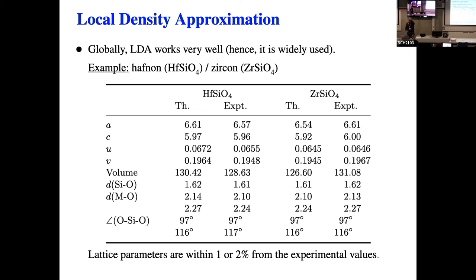If you look at the relaxed structure that you obtain, the lattice parameters that you obtain when you do the theoretical DFT calculation within LDA, you see that the agreement is very good. We typically have 1-2% error on the lattice parameters. The angles are very good. So the volume is very good. So, you know, this is really nice to make predictions. This is why LDA was used quite a lot in the beginning.